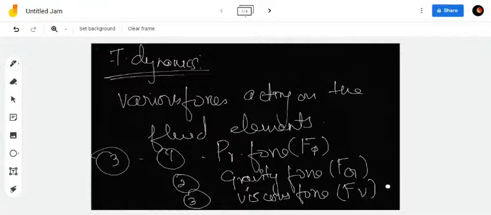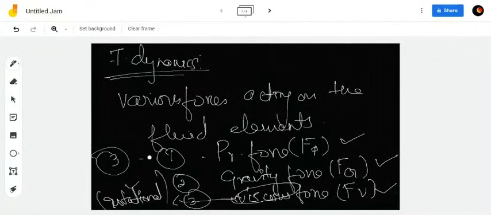So fluid dynamics deals with various forces acting on a fluid element, and there are three major forces acting on that fluid element. The first is the pressure force, the second is the gravity force, and the third is the viscous force. You know what pressure force and gravity force are. Viscous itself means rotational. This is the basic thing, and we'll start with some analysis.